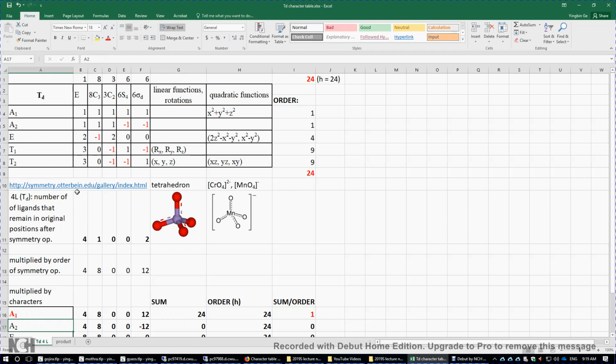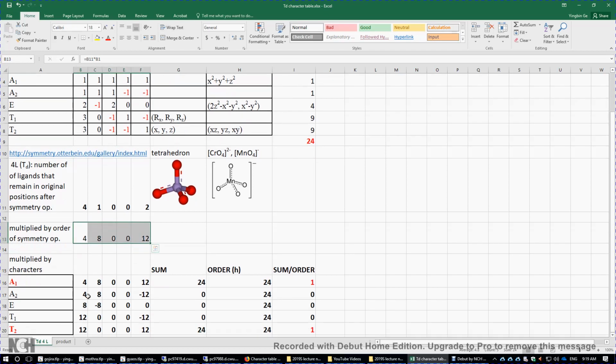How about A2? We look at the characters of this A2 representation. It's 1, 1, 1, negative 1, negative 1. So again, these 5 numbers multiplied by these 5 numbers. Okay, and we get a negative 12 here, and we sum it up. We get 0 divided by the order. We get 0. That means we have 0 A2 irreducible representation.